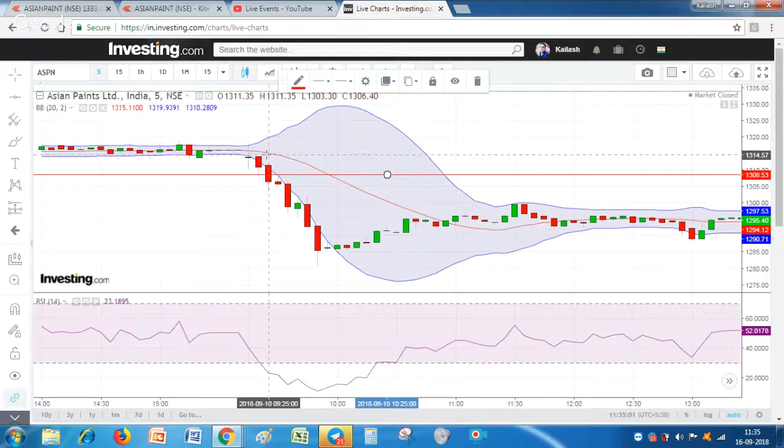Okay, so this level is actually somewhere 1315. We can keep the stop loss at 1315 and we can sell below 1308.50. So here the stop loss is approximately 7 rupees.